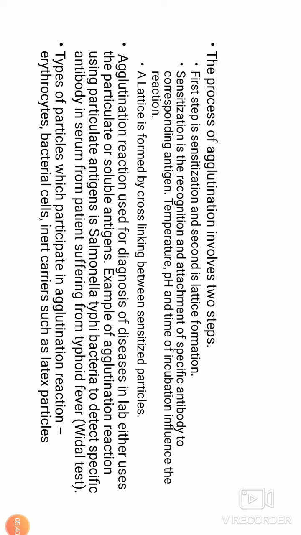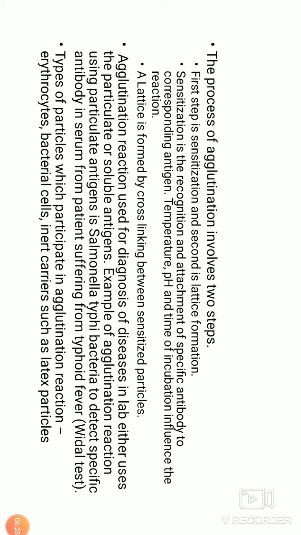The first step is sensitization and the second step is lattice formation. When you have a solution of an antigen and a solution of an antibody, and you mix those two solutions in a small test tube, agglutination forms and layers are formed. Sensitization is the recognition and attachment of a specific antibody to the corresponding antigen at a particular temperature, pH and time of incubation, influencing the reaction. If it is in solution phase, then it is immediate. If it is in agarose, then it takes its own time to form agglutination.